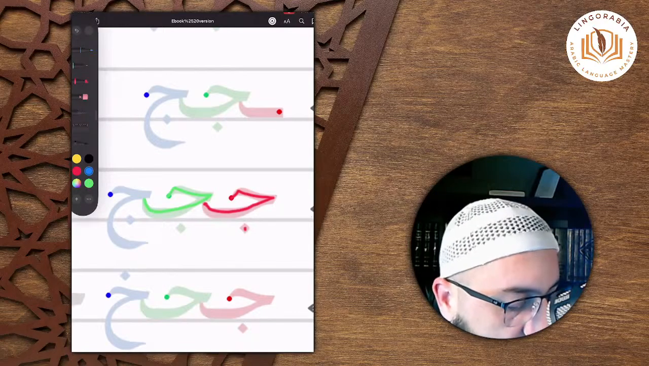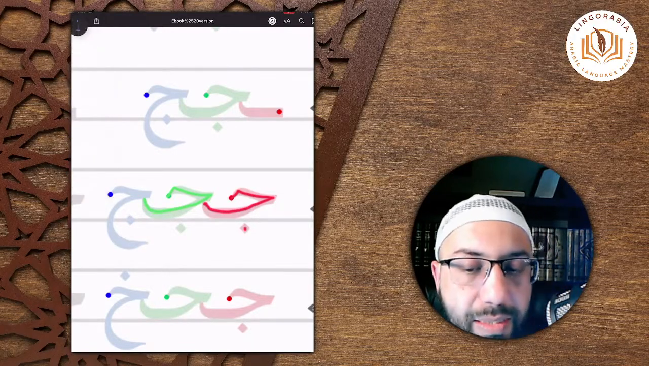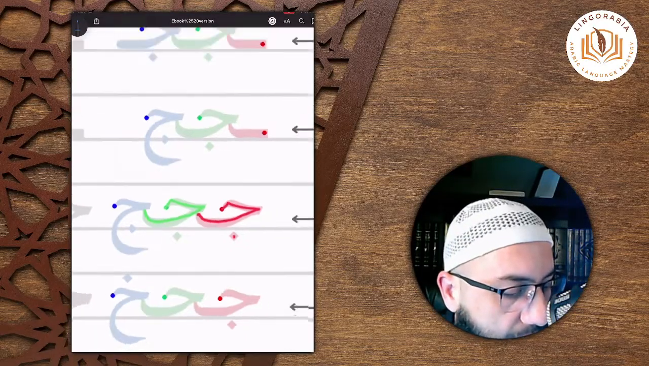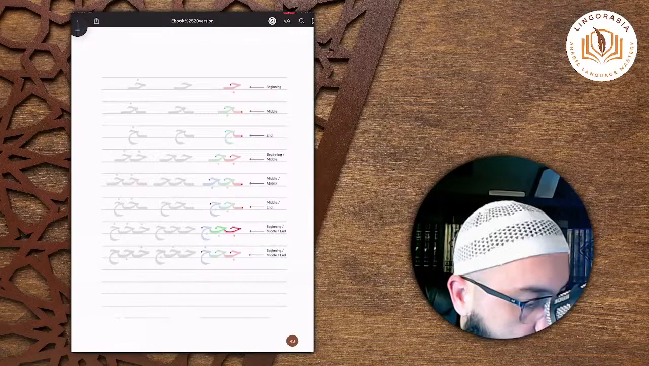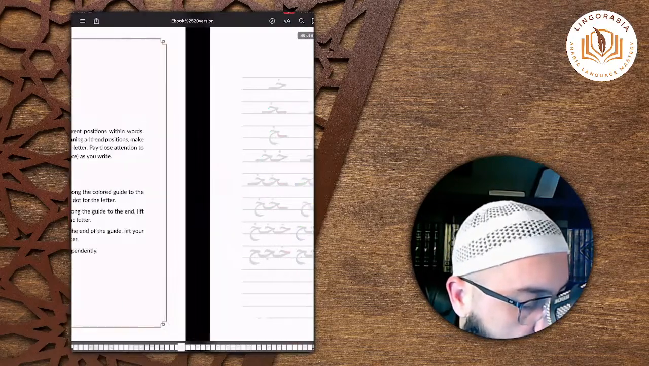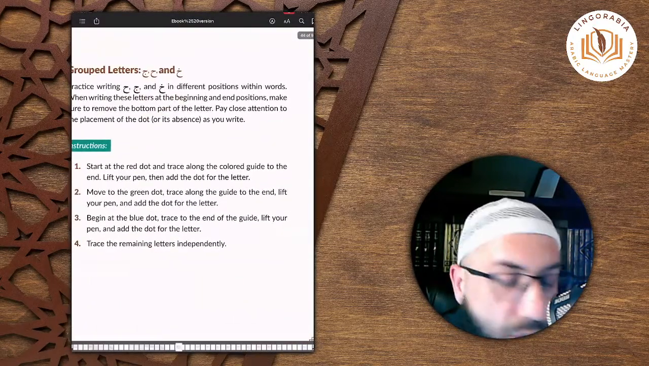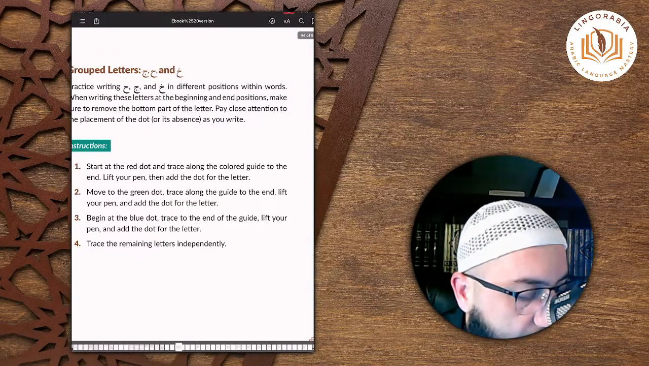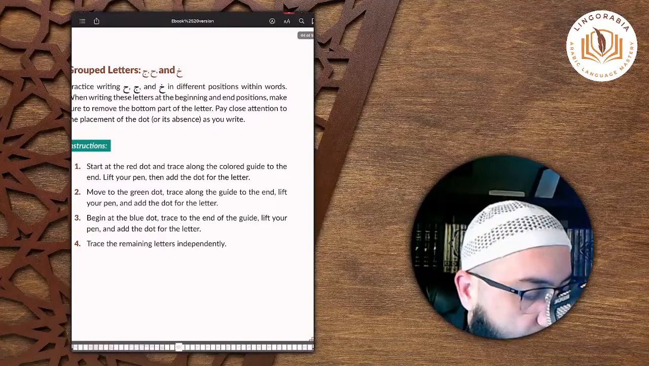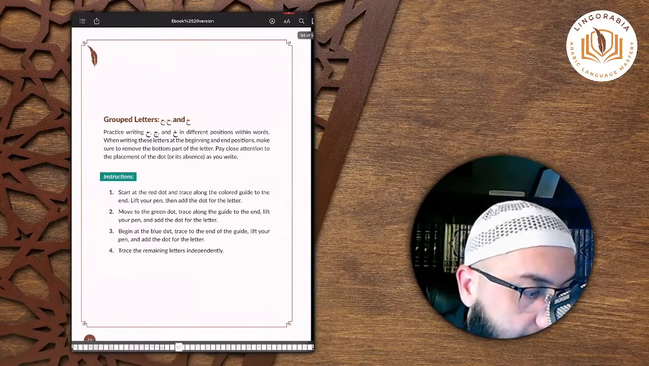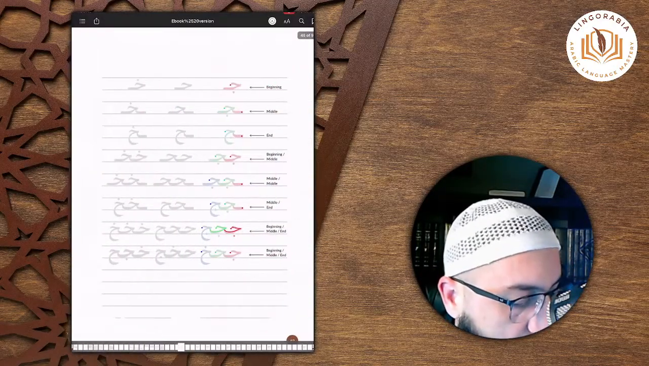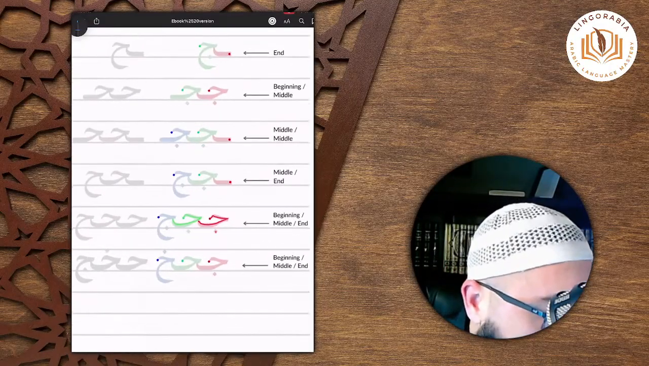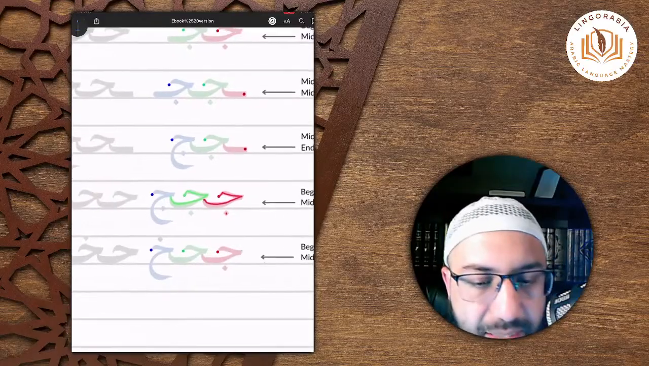You see, guys, how this book is color coded to make it easy for you. And there are also instructions. This is not the only thing. You see that there are also instructions on how you should write: start at the red dot and trace along the colored guide to the end. Lift your pen, then add the dot for the letter. You will find, inshallah ta'ala, also instructions in this book. So that's why I'm saying this book has a lot of things.